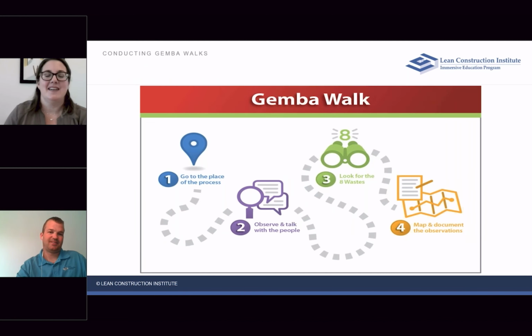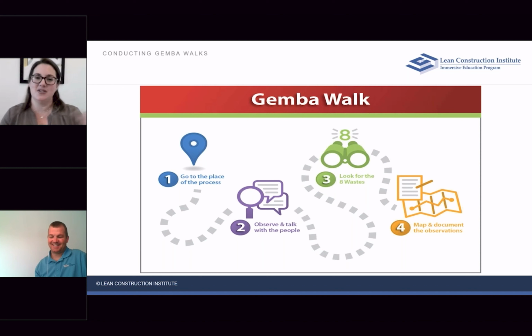All right. So we've taken you on a journey. We're coming down close to the end. There's still some more we have to cover, but we're coming to the close of our journey at least. So we talked about the place of the process. So you need to understand where the value is. You need to understand what you're going to look for. You need to go to the place where the work is being done.